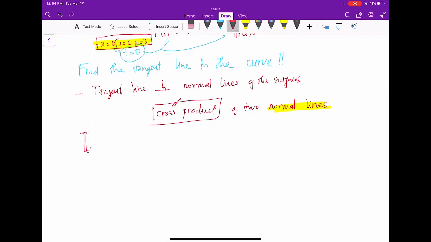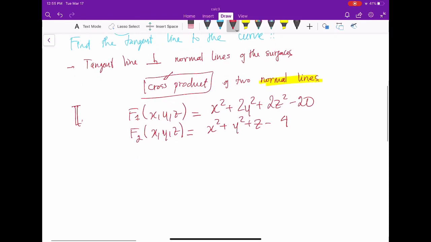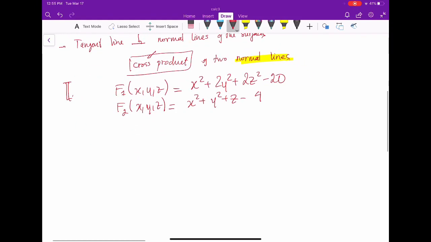Now here's the solution. The first one, I write f1 of x, y, and z equal to x squared plus 2y squared plus 2z squared minus 20. That is f1. I have f2 of x, y, and z equal to x squared plus y squared plus z minus 4. And then in order to find the normals of these two functions, I just need to find the gradient of f1 and the gradient of f2.